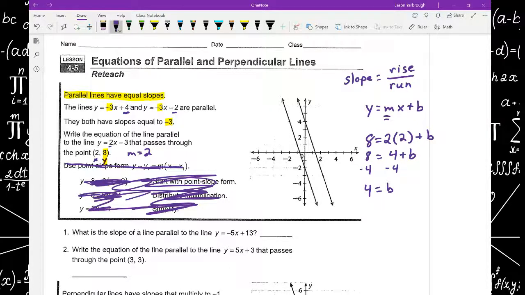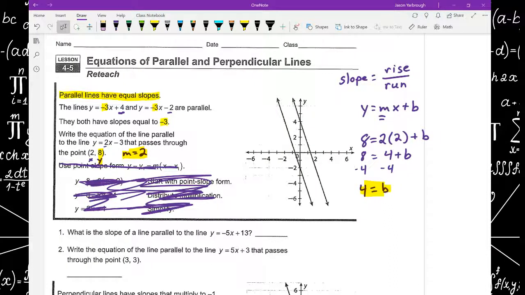Now we've got a solution for b, and we already had a solution for m. Since we have both of those, we just go back to y equals mx plus b, and we now have y equals 2x plus 4. Since this is a positive 4, it's plus 4; if it was a negative 4, it'd be minus 4. Anyway, that would be the equation of the line that goes through the point (2, 8) that is parallel to y equals 2x minus 3.